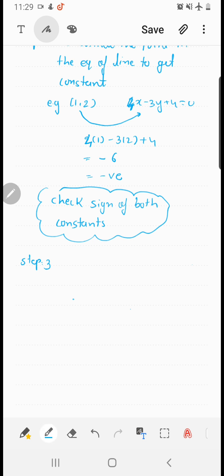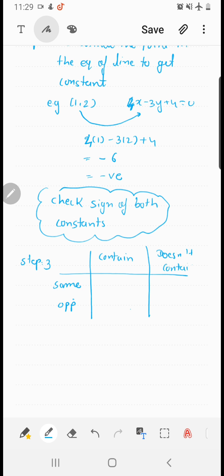What we are going to do is two things. We either get the same value of the constant or the opposite value. We want to discuss contain or does not contain. Here we are going to go for positive sign, same and contain. This combination says use plus sign. For this we use minus, for this we use minus, for this we use plus.